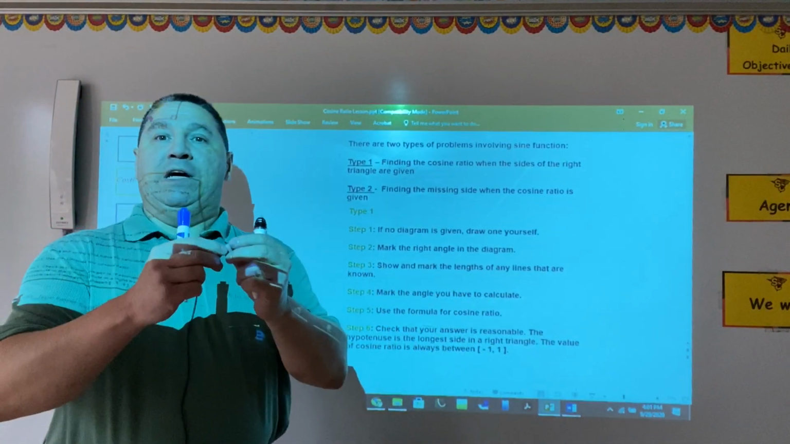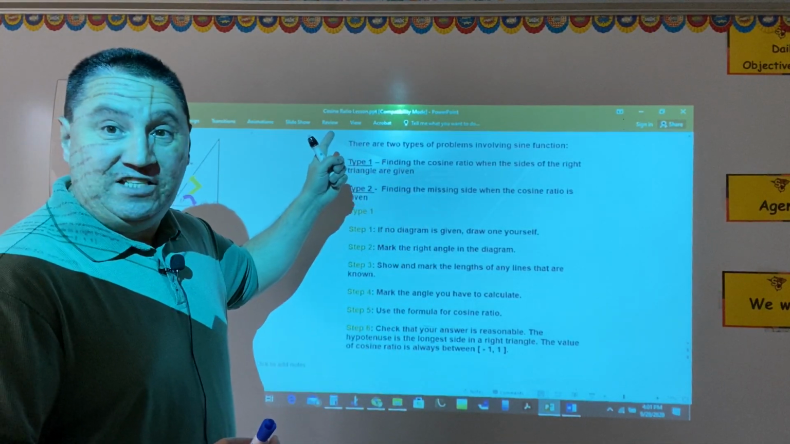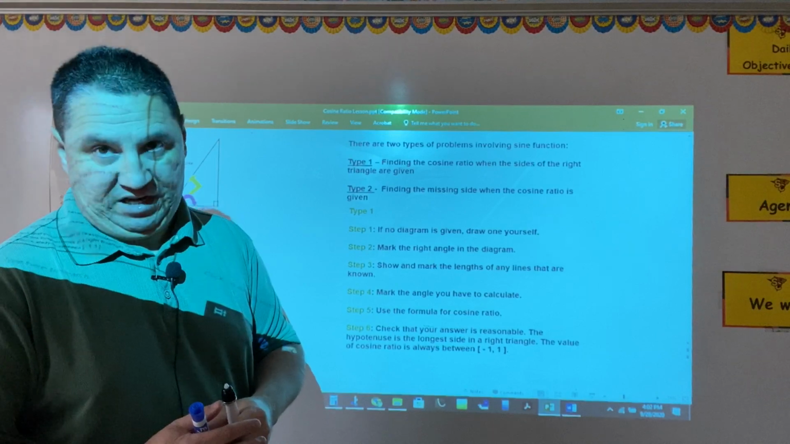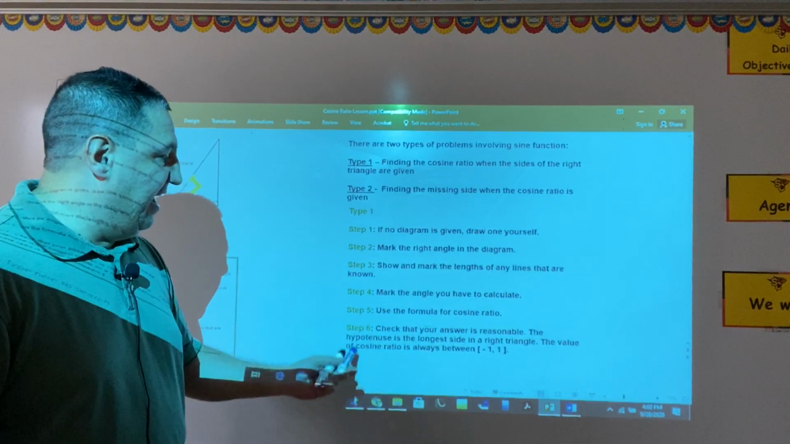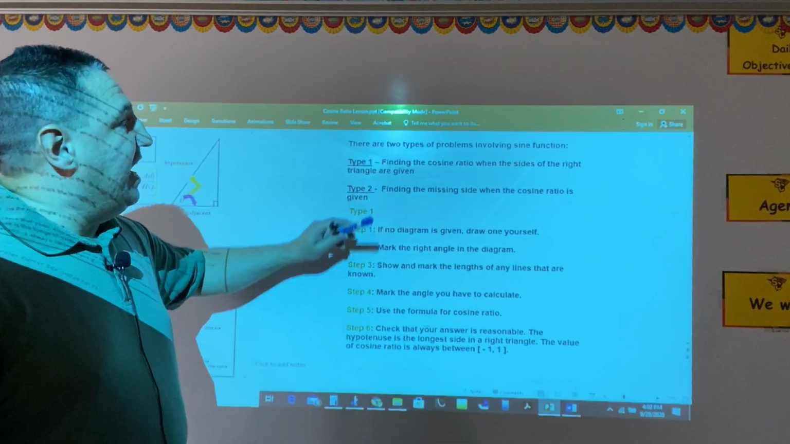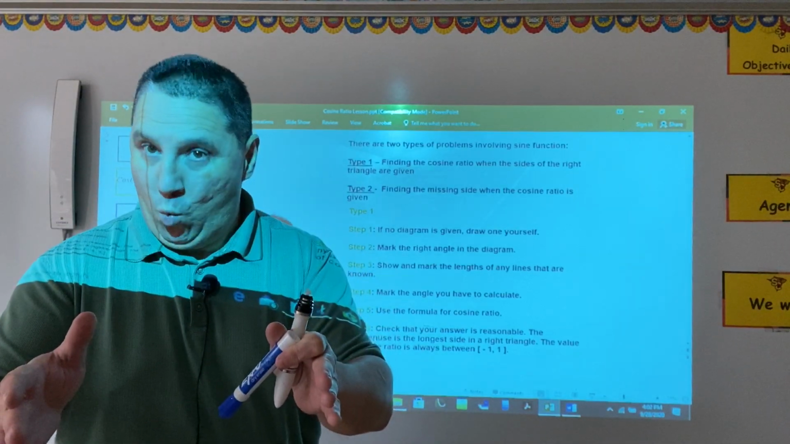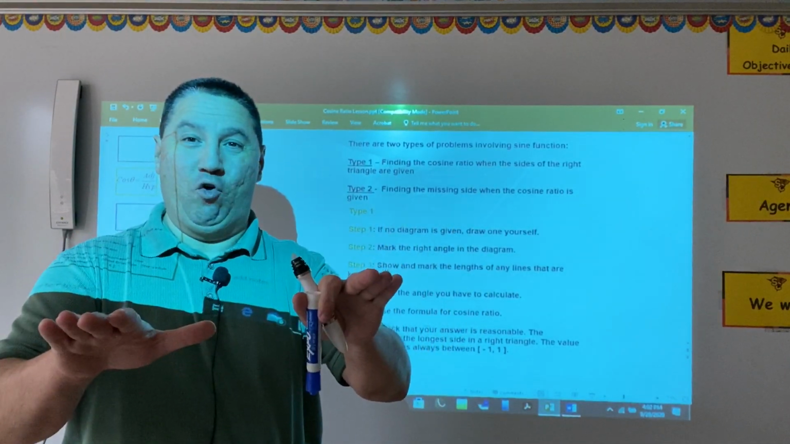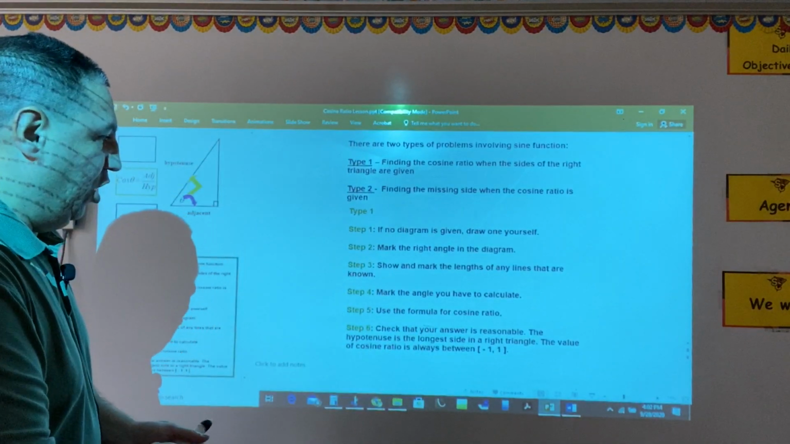Why is it important to mark the angle? In order to identify the adjacent side that is involved in computing the cosine ratio. And then step 5, use the formula for cosine ratio. Simple. Then check that your answer is reasonable. In other words, we know the cosine ratio is less than 1. If for some reason we get a number larger than 1, something is wrong. We have to recompute the cosine ratio. Good.